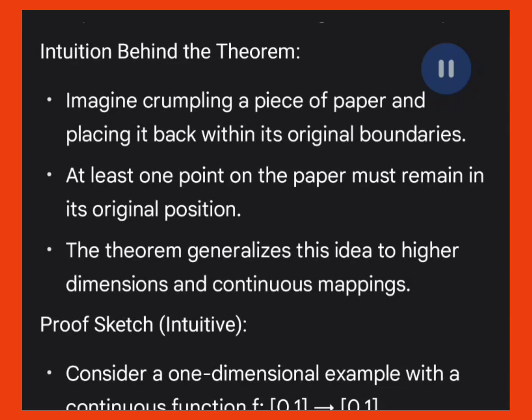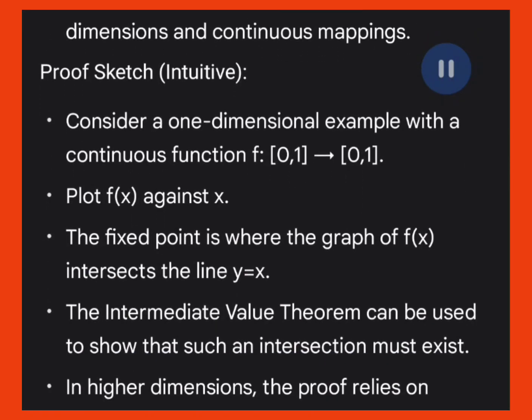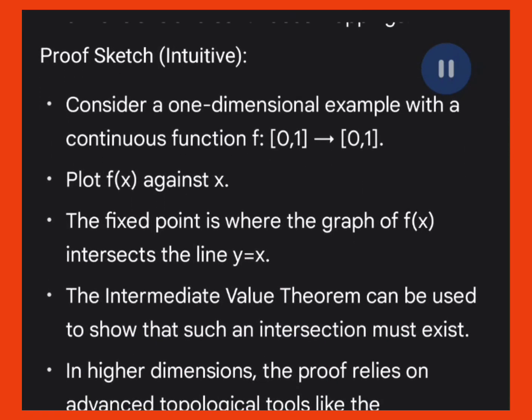Proof sketch. Intuitive. Consider a one-dimensional example with a continuous function f: [0,1] → [0,1]. Plot f(x) against x. The fixed point is where the graph of f(x) intersects the line y = x. The intermediate value theorem can be used to show that such an intersection must exist. In higher dimensions, the proof relies on advanced topological tools like the Borsuk-Ulam theorem or Sperner's lemma.